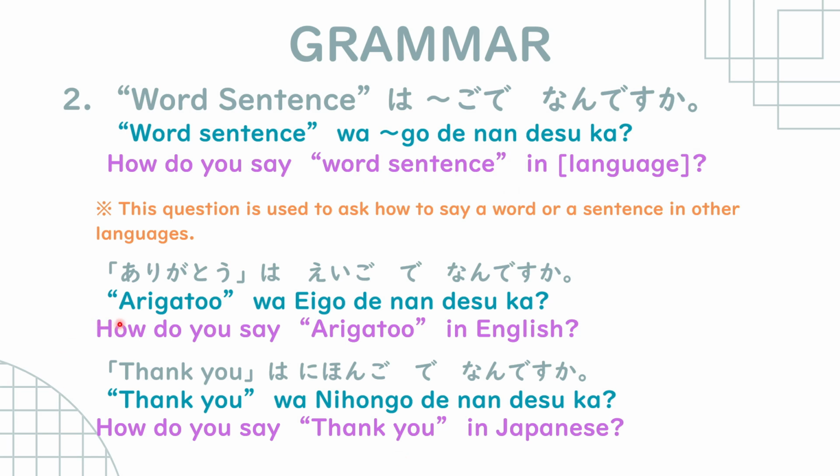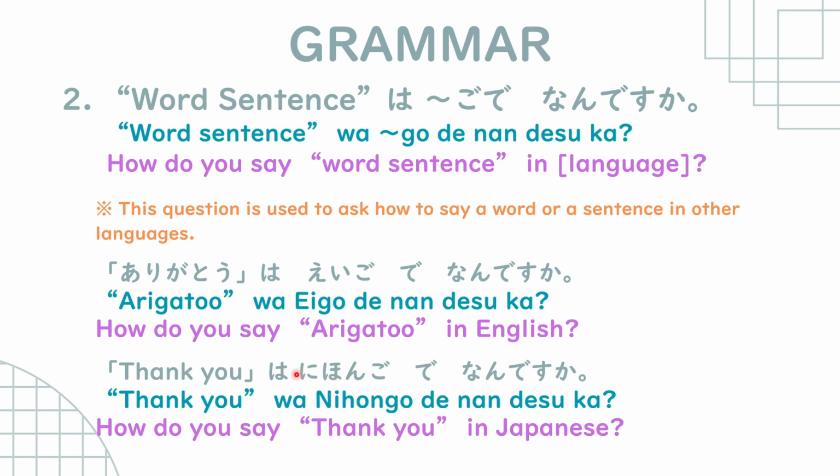So we have here, for example, arigato wa eigo de nan desu ka? Okay, how do you say arigato in English? You could say thank you. We also have, for example, if you want to know how to say an English sentence in Japanese, you say thank you wa Nihongo de nan desu ka? So what is thank you in Japanese, or how do you say thank you in Japanese?